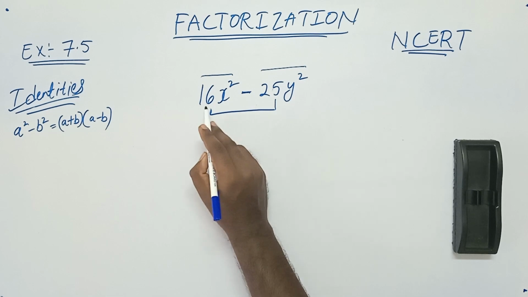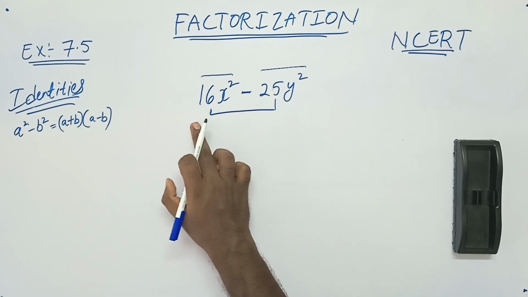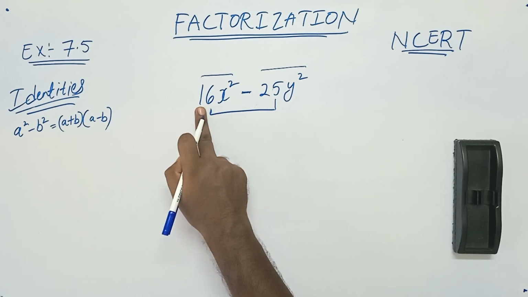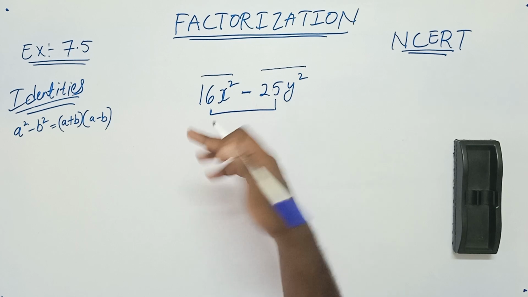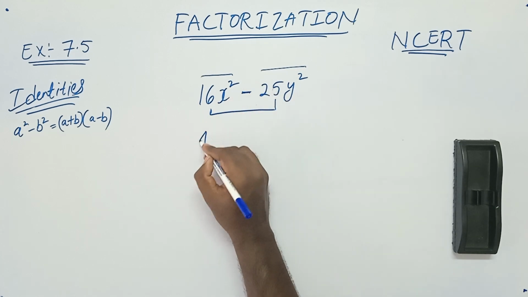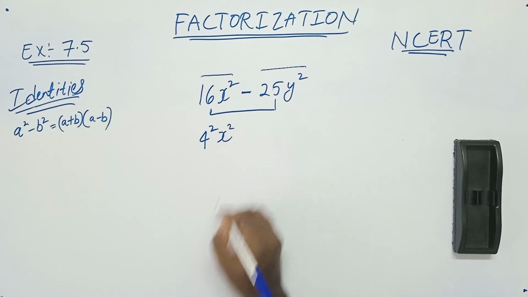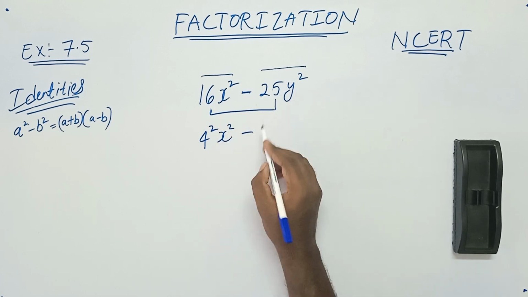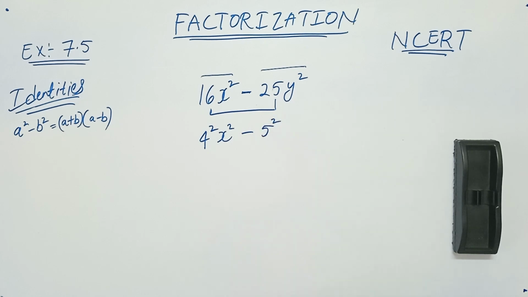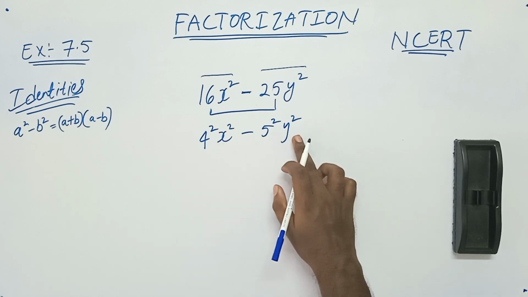So here we are just going to rewrite this expression, as 16 is a square number and 25 is a square number. We are going to write these two terms in exponential form, which becomes 4 square, since 4 square is 16, and there is x square. Here we keep the minus sign. Here we have 25, and 25 can be written as 5 square, times y square. So now it looks like 4 square x square minus 5 square y square.